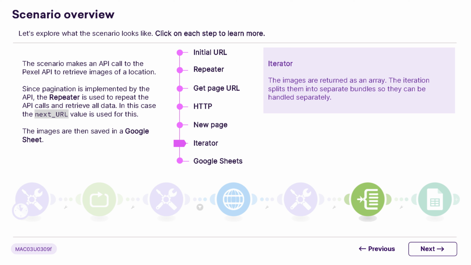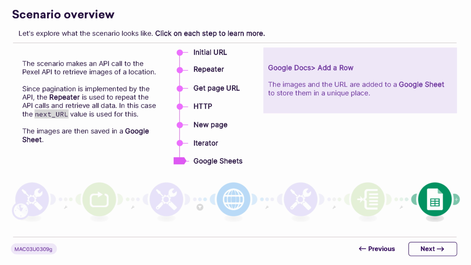After retrieving the images, they're organized as an array. Here, the iterator plays a crucial role. It breaks down the array into individual units or bundles. This separation is essential as it enables us to process each image independently, facilitating smoother data handling and organization. Finally, all these images are neatly stored in a Google Sheet. This not only centralizes the data for easy access and review, but also ensures that the images and their URLs are saved in a structured manner for future use. By following this workflow, you're able to efficiently handle image data from external sources and store it systematically.